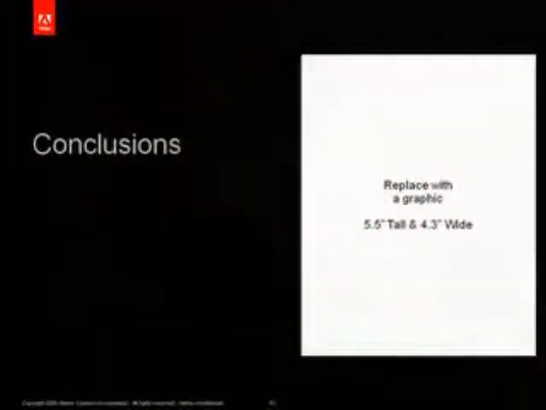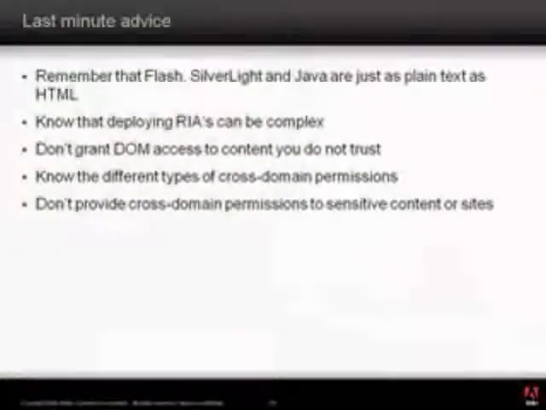Cool. So, just a few quick conclusions. DOM access is very important. When you switch on the DOM, make sure you know what you're doing. Make sure you know who you trust. Peleus covered a lot of the different kinds of cross-domain permissions and how they can work together. Make sure you understand where your sensitive content is and tailor your cross-domain permissions around that. Remember that everything here is plain text, no secrets, and if you have a site where you're allowing user uploads, make sure you're aware of what that means when they're hosted on your domain.